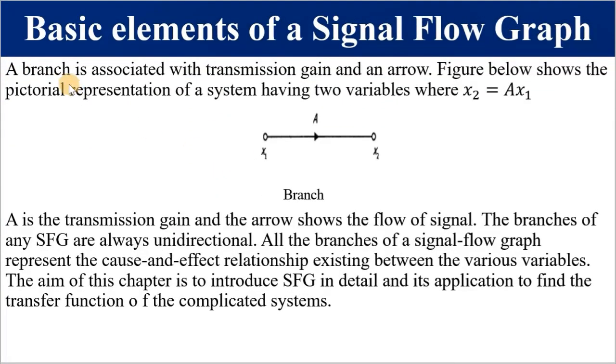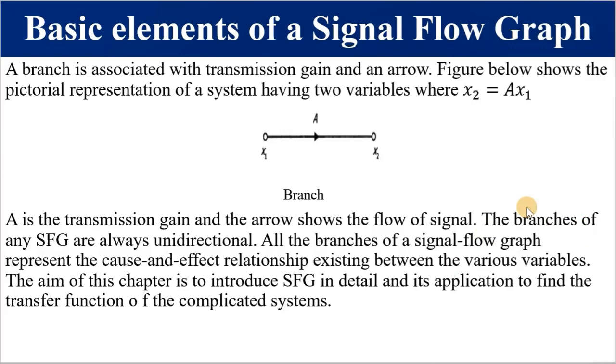A branch is associated with transmission gain. This is our branch, and A is our transmission gain. So it is associated with the transmission gain and an arrow. The figure below shows a pictorial representation of a system having two variables, where the variable x2 is equal to this multiplied by the gain. So x2 is equal to A x1. Please take note of this. A is the transmission gain, and this arrow shows the flow of a signal.